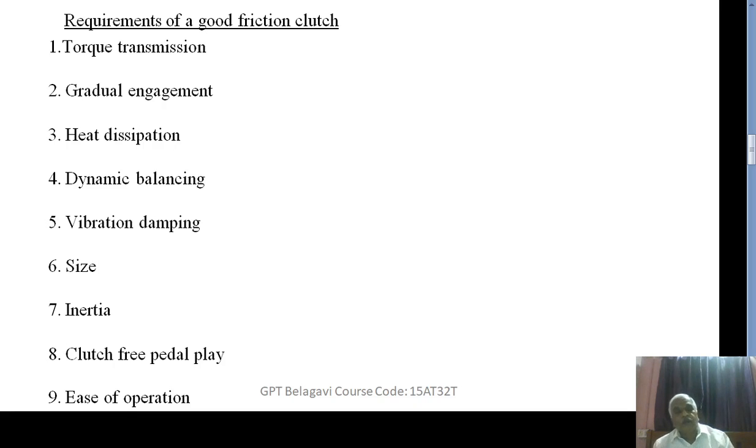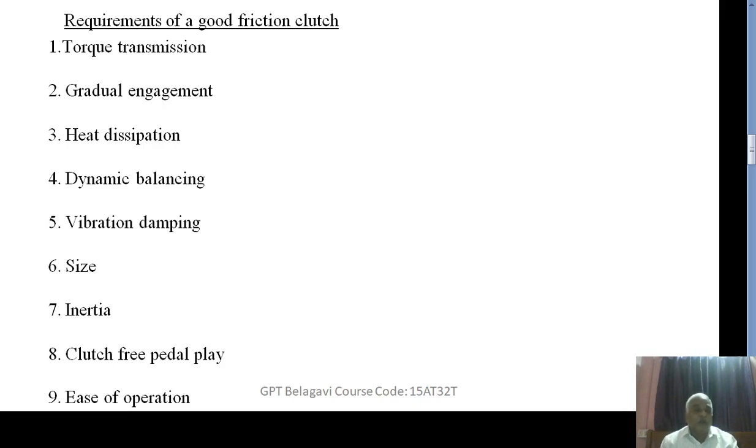Then the fourth one, the dynamic balancing. Especially for high speed clutches, the clutch transmits the power from one shaft to the other shaft by means of rotation. Therefore, for high speed vehicles, we have to test this clutch under static as well as dynamic conditions. Even if it is perfectly balanced under static conditions, it may not be balanced under dynamic conditions. Therefore, we have to test this clutch under dynamic condition also.